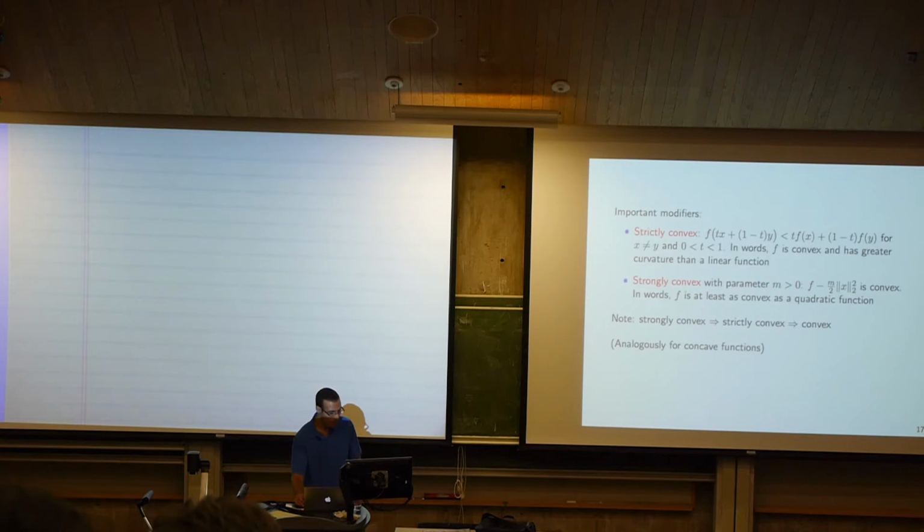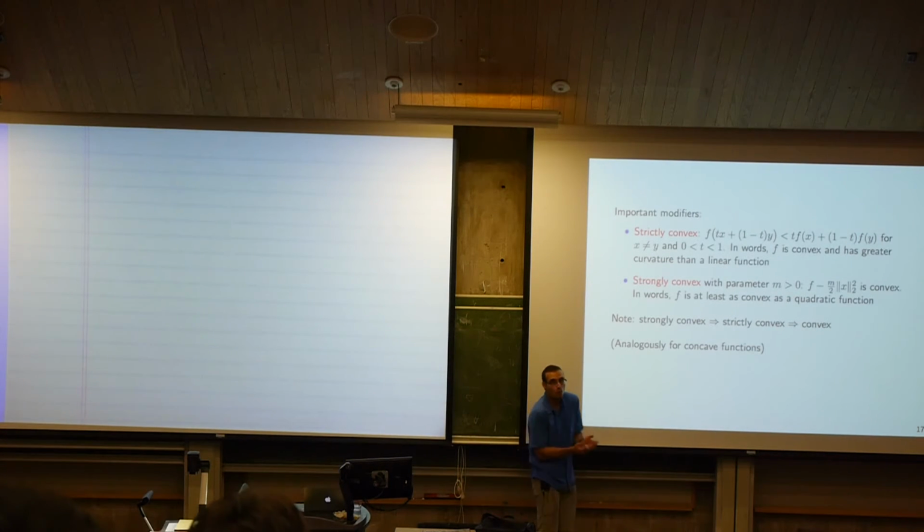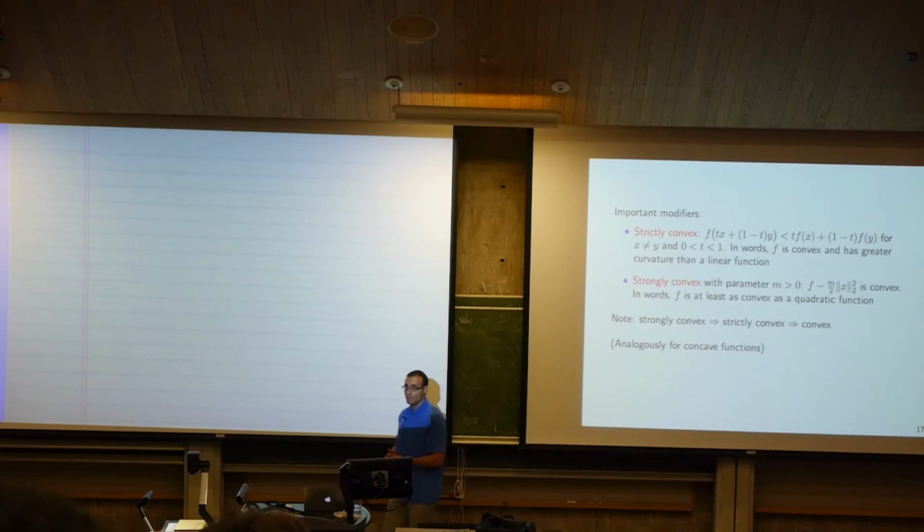Another way of thinking about it is that f is convex and it has more curvature than a linear function. That's the way I think about strict convexity in my mind. It has to be curved in some way. It can't just be like a linear function.